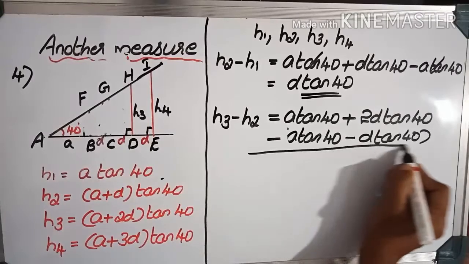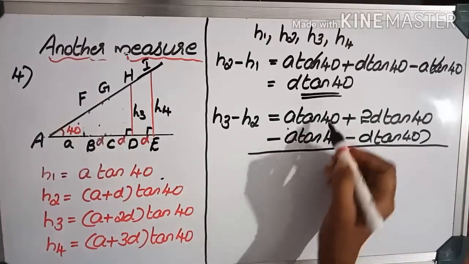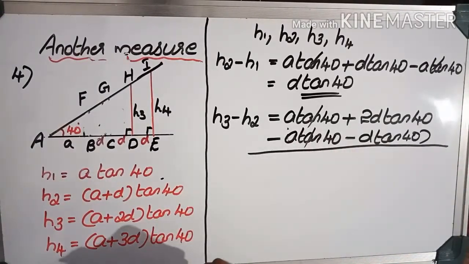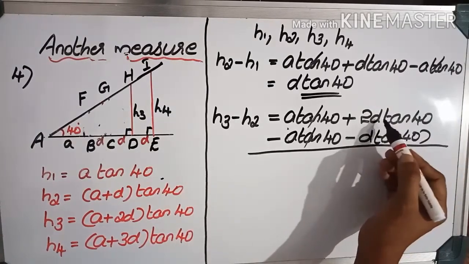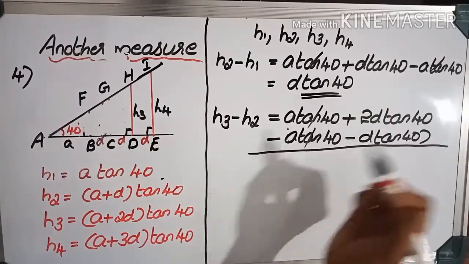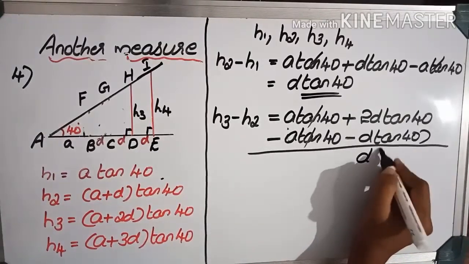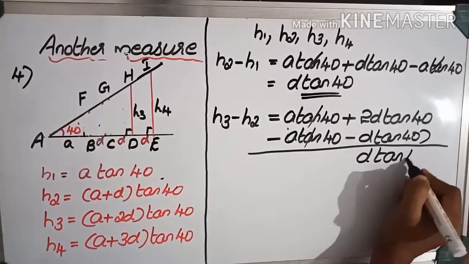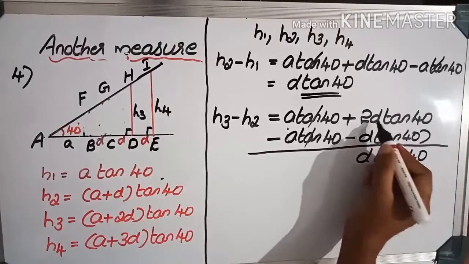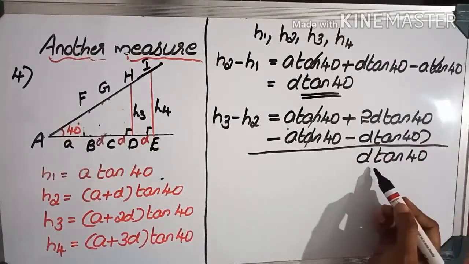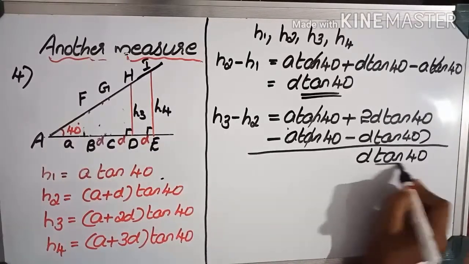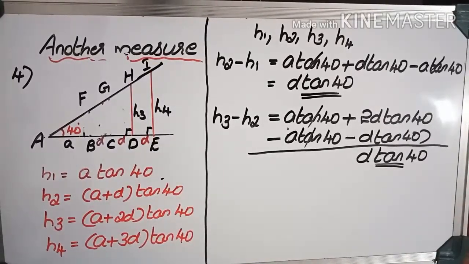Now let's subtract. Here also A tan 40 and A tan 40 we can cancel. 2D tan 40 minus D tan 40. From 2D, 1D we have to subtract. So the final answer will again be D tan 40. 2 times D tan 40, here 1 times D tan 40. That's why the remaining is D tan 40. So the second difference we also got the same.